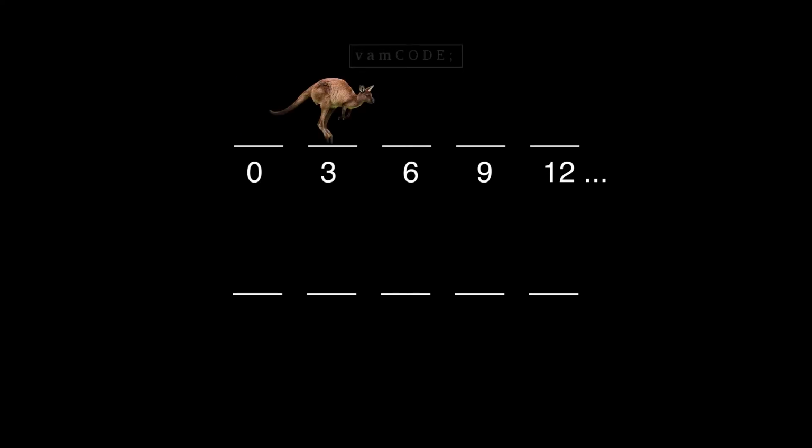Kangaroo 1 starts at position 0 and keeps jumping 3 spaces at a time till infinity. So it will start at 0, then go to position 3, then position 6, then 9, and 12, and so on. So if you write that down, what you notice is that you get a series, 0, 3, 6, 9, 12, till infinity. Let's take a look at Kangaroo 2.